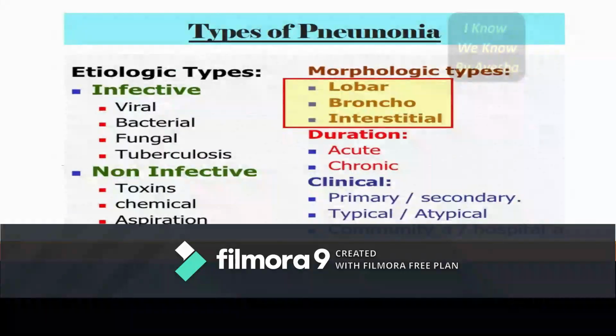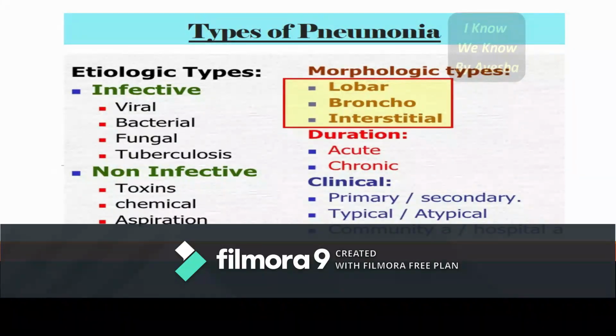Of pneumonia, it varies depending upon the causative factors. So it can be classified etiologically as infective and non-infective pneumonia, morphologically, anatomically, by duration of the disease condition, and by clinical classification. So we can go through all of this in detail.